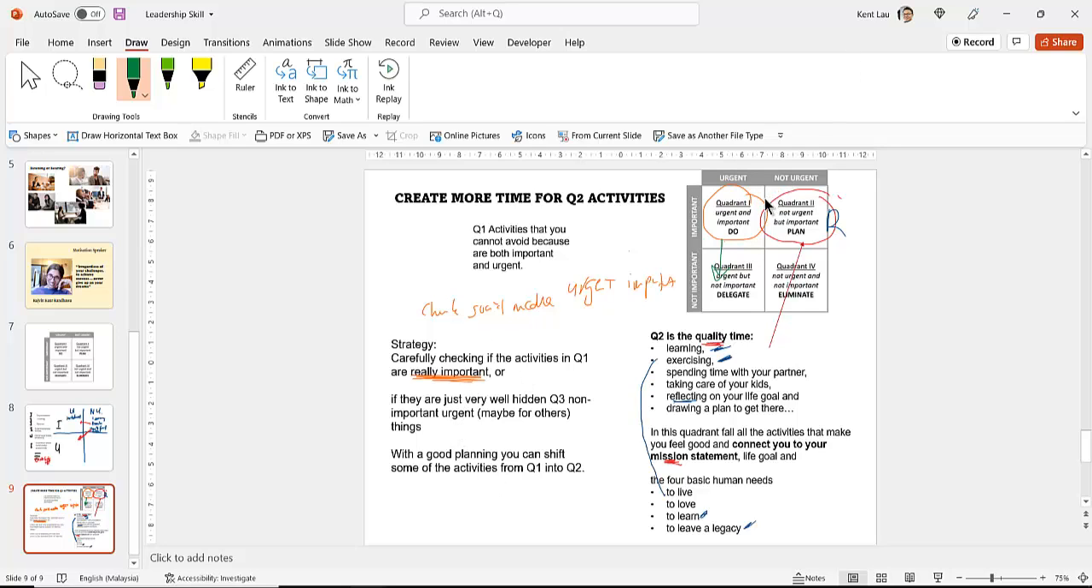And then there are some things that you should spend more time on planning. Spend more time on planning and reflections. This is what will determine the quality of your life. Spend quality time here.